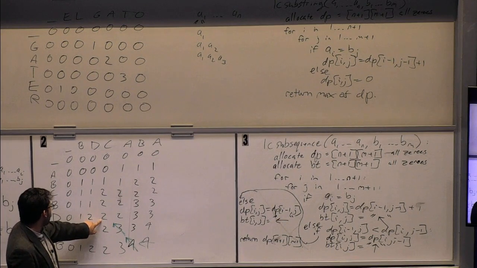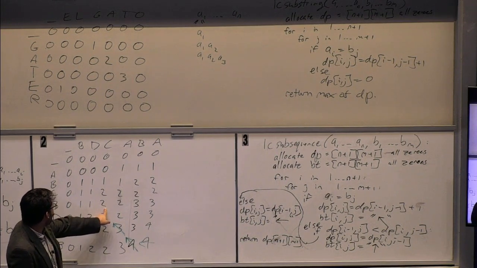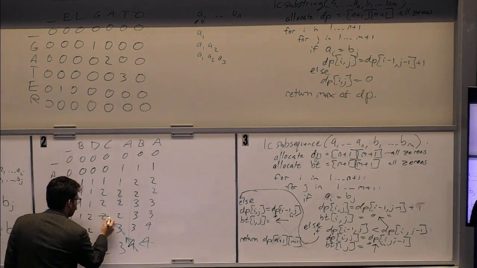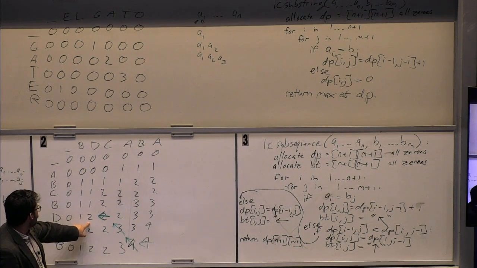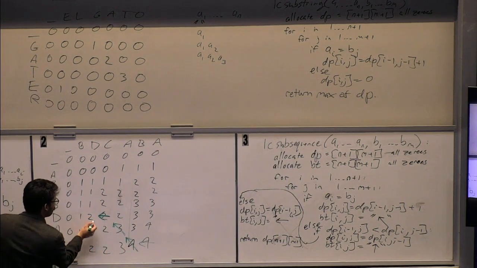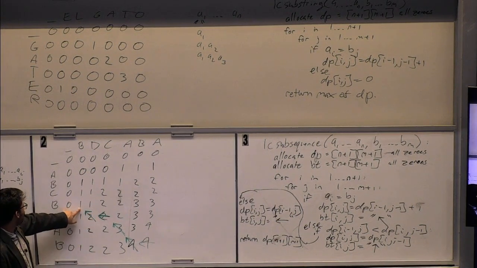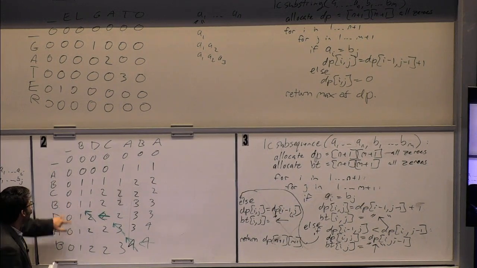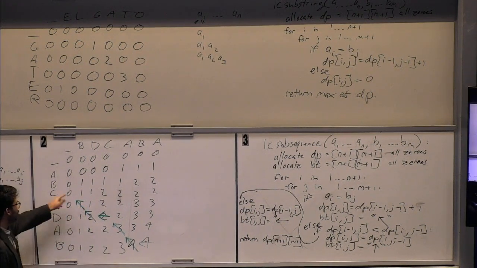This 2 came from where? We took the max of one of these two, so let's just say we went this way. We took the max of this. This one we took, not the max of these two, but this one plus one, right? This one we took the max of these two. No, we took this one plus one because B equals B. And this one is simply the empty prefix.